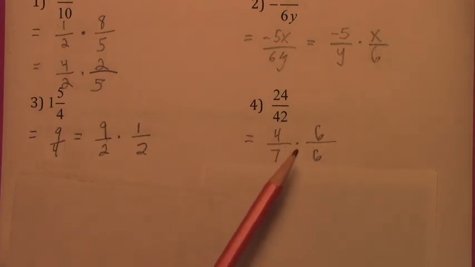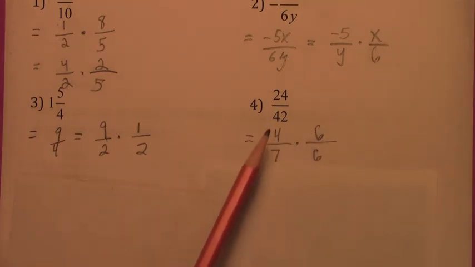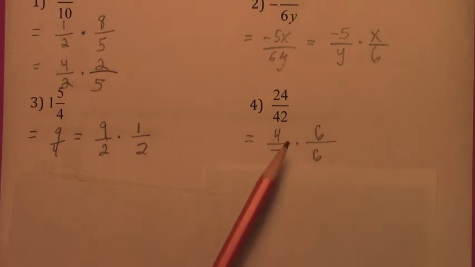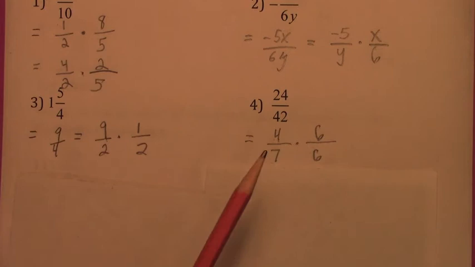This one is really important because, see this second fraction is 6 over 6? What does 6 over 6 equal? 6 over 6 equals 1. So whenever you multiply a fraction times 1, it's just itself, right? So this fraction is actually equal to 4 over 7. And that's how we're going to do the reducing in the next problem set.